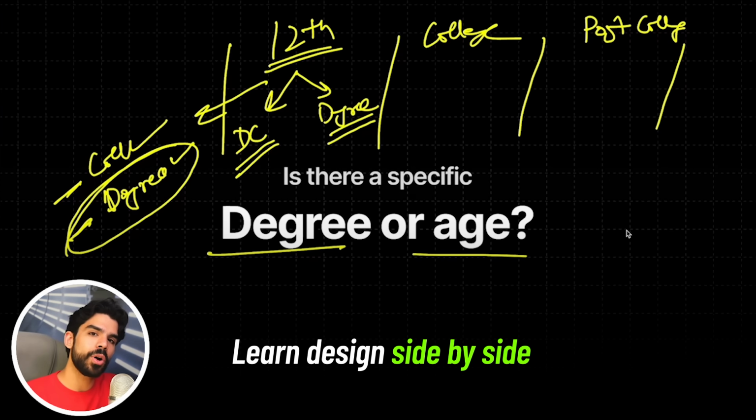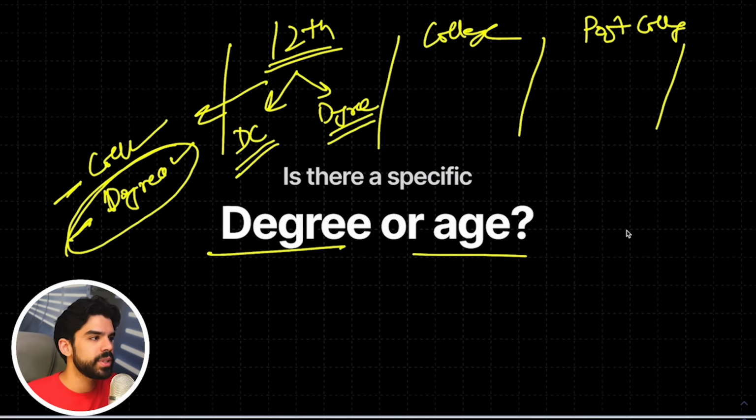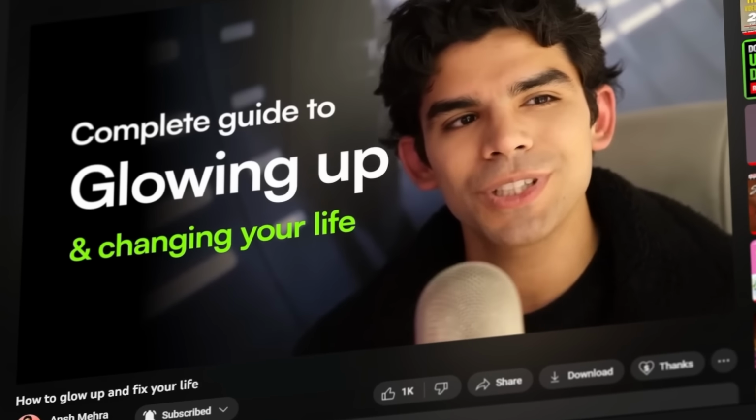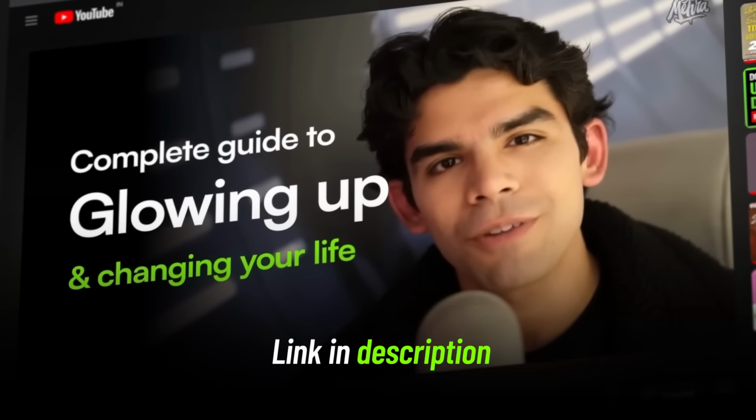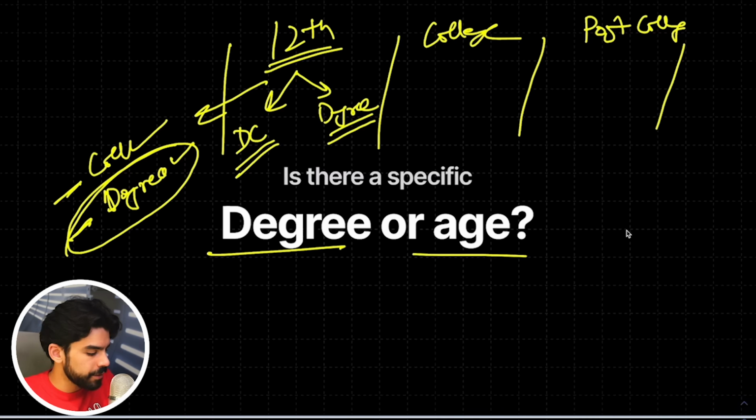If you're in college, probably in engineering, probably pursuing some other kind of degree, don't drop off in the middle unless you are absolutely sure you want to take that risk. We've covered all of these decision making, all of these processes in this video that was called How to Glow Up and Fix Your Life. I would recommend you to check out that video. The link would be in the description. But if you're in college, just stay as it is and learn design side by side.